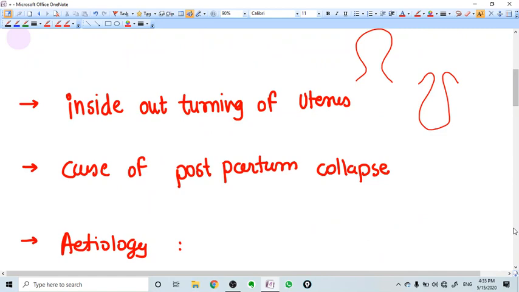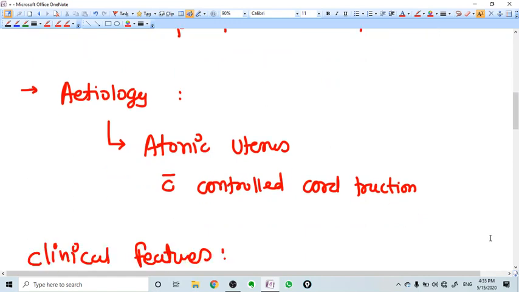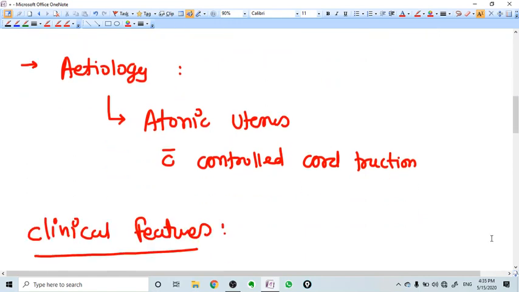At what time does uterine inversion happen? It happens at the time of delivery. When we have a very atonic uterus, and my friends, an atonic uterus is just like a cloth, when you give controlled contraction in an atonic uterus, or if the uterus is of a multipara patient, the uterus is very weak and small, the uterus goes for inversion.